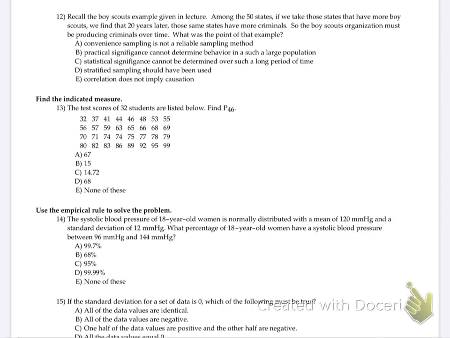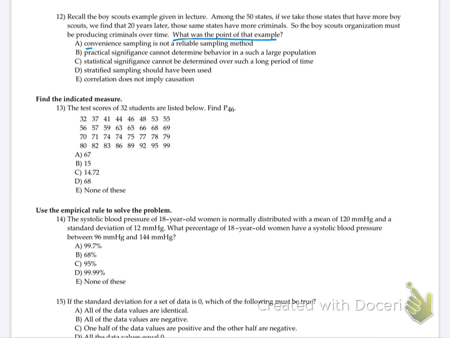Recall the Boy Scouts example. That was like the first day of class almost. Remember the Boy Scouts example? Among the 50 states, if we take those states that have more Boy Scouts, we find that 20 years later, those same states have more criminals. So the Boy Scouts organization must be producing criminals over time. Of course, that's not true. What was the point of the example?